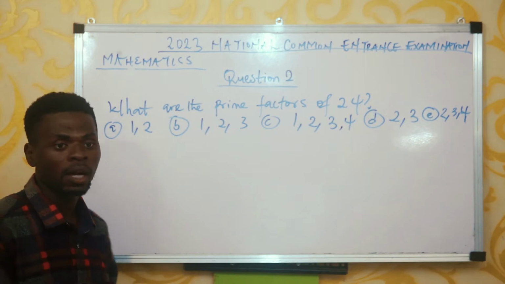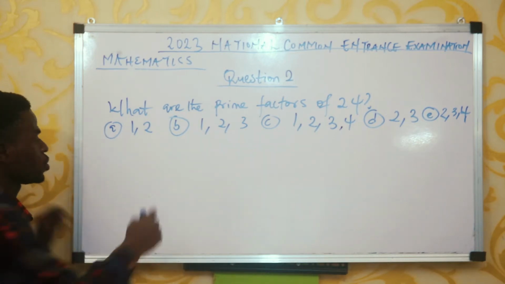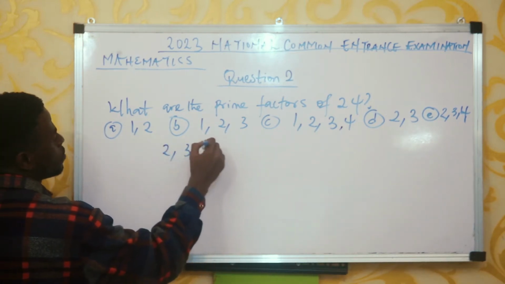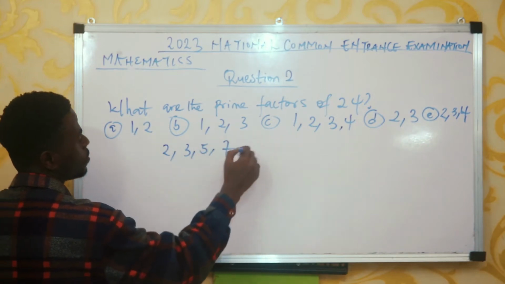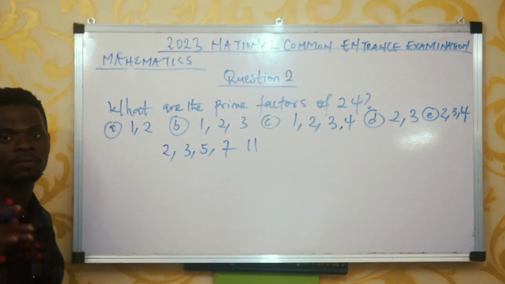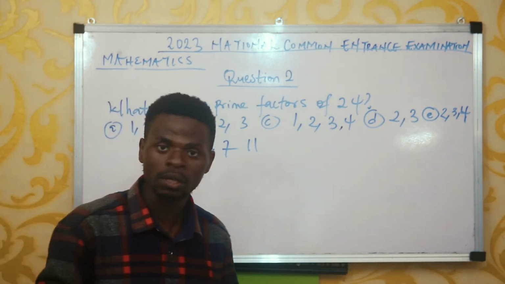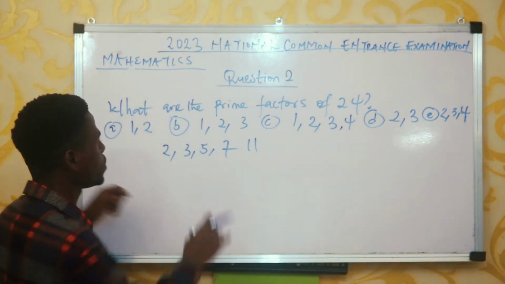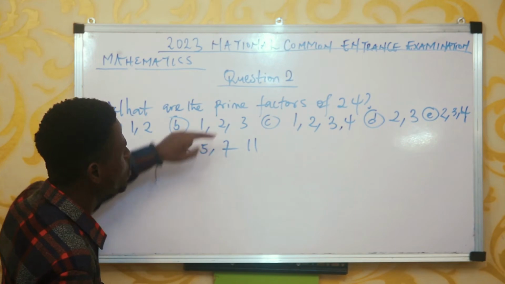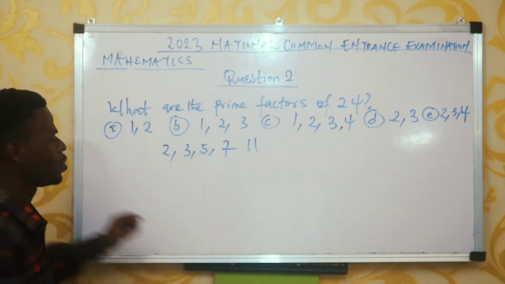So likewise, don't forget, our prime numbers start from 2, 3, 5, 7, 11. Do not forget, prime factor is not the same as odd number. Okay? And so on and so forth. So, these are examples of our prime factors. So, we are looking for the prime factors of 24 from the question here.